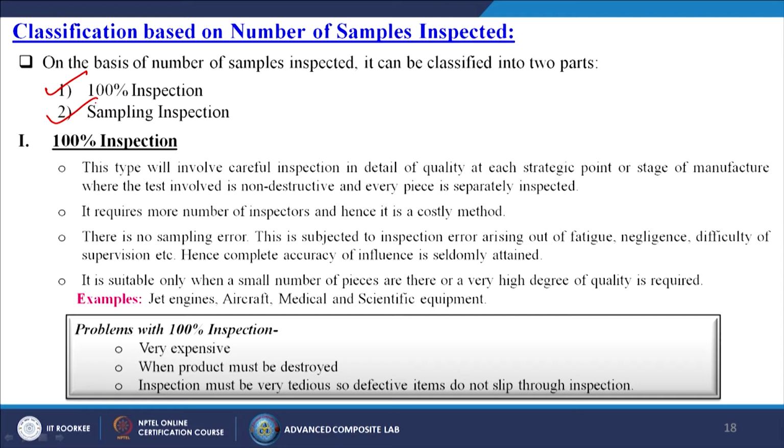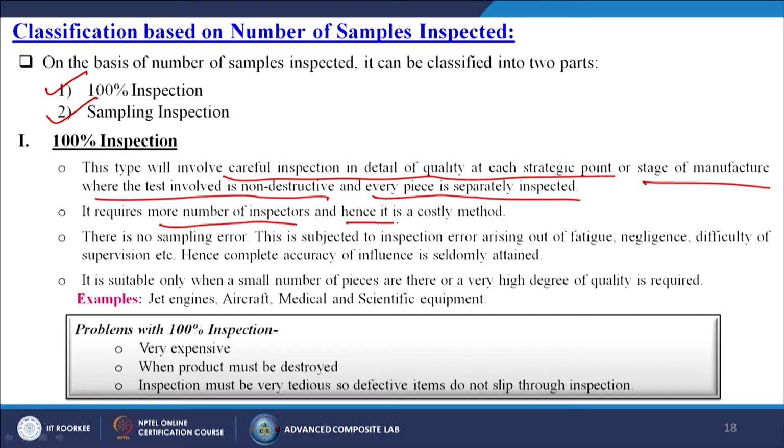Generally, this type will involve careful inspection in detail of quality at each strategic point or stage of manufacture, where the tests involved are non-destructive and every piece is separately inspected. It requires more inspectors and hence it is a costly method. There is no sampling error. This is subject to inspection error arising out of fatigue, negligence, difficulty of supervision, etc. Hence, complete accuracy is seldom attained.